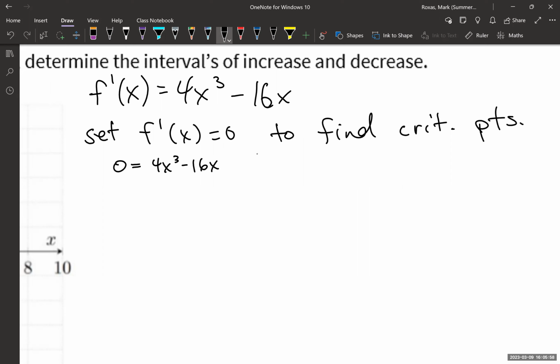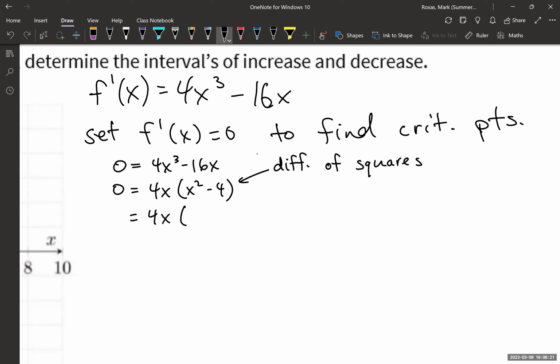Solving for x, let's see if we can do some common factoring first. I can probably take out a 4 and an x from each term. So 4x times x squared minus 4. Okay, and we can probably see that x squared minus 4 is a difference of squares. If it's a difference of squares, I can factor that further: 4x times x minus 2 times x plus 2.